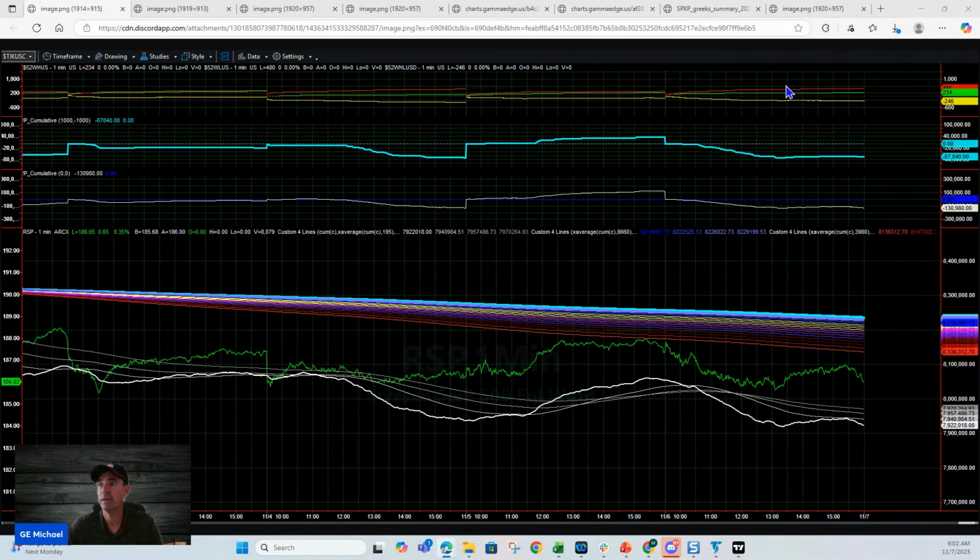Up here is our breadth indicator: new highs versus new lows. New lows outpaced new highs yesterday by a decent margin. So again, more stocks were being sold than bought. That's bearish and a little bit more negative.